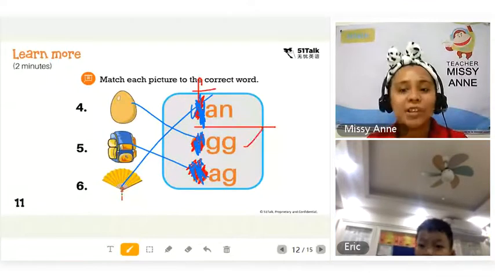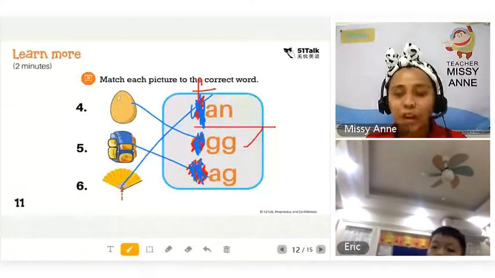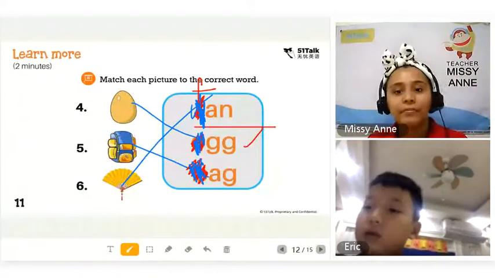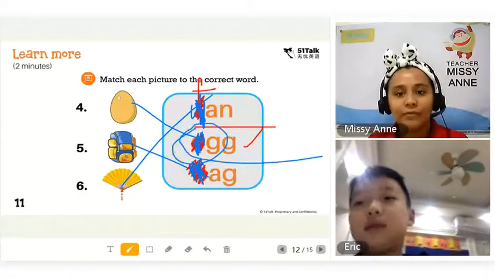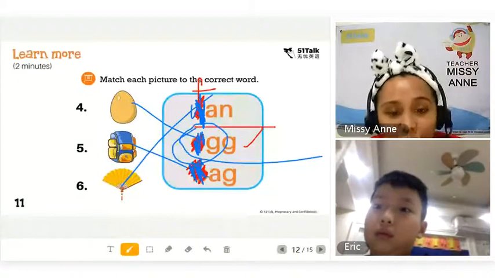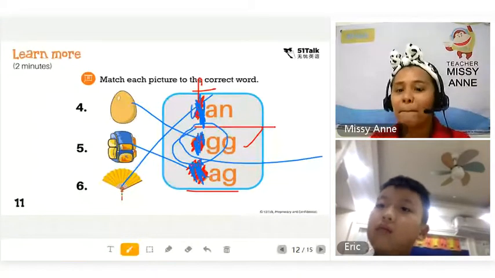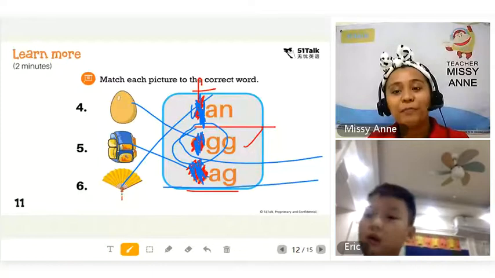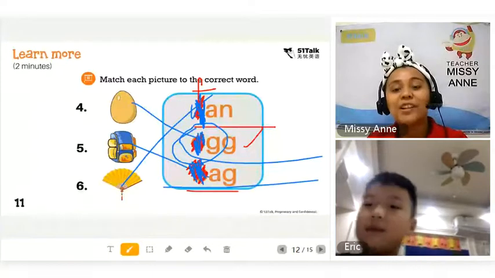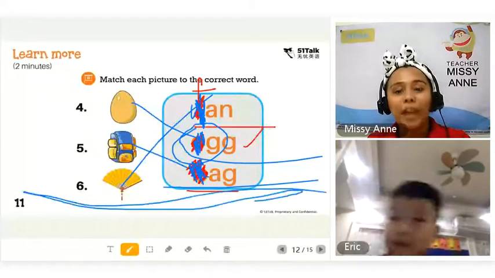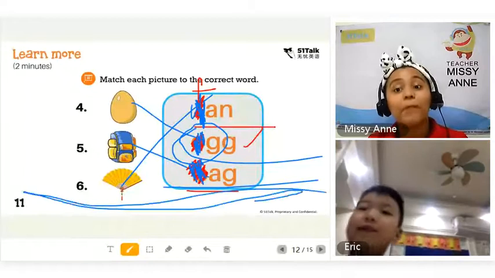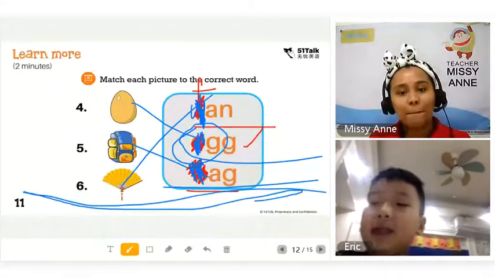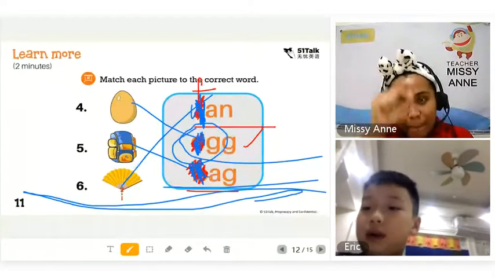What is the missing letter? E. Very good. Write E. Eric, write E. Okay. And this one. What is the missing letter? Talk. What is the missing letter? Back. Okay, what is the missing letter? B. Okay, write B.